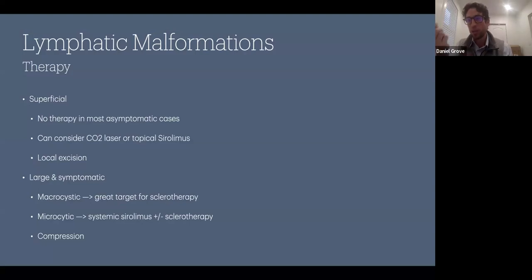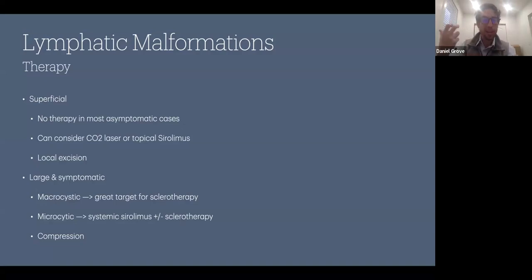Sometimes when patients come in with superficial lymphatic malformations, I can't evaluate the extent of where that mutation takes place. So I do tell patients that there's a high risk of recurrence after excision. Sometimes patients, though, still want that option. So after excision, I'll offer them topical sirolimus as a means of preventing recurrence.